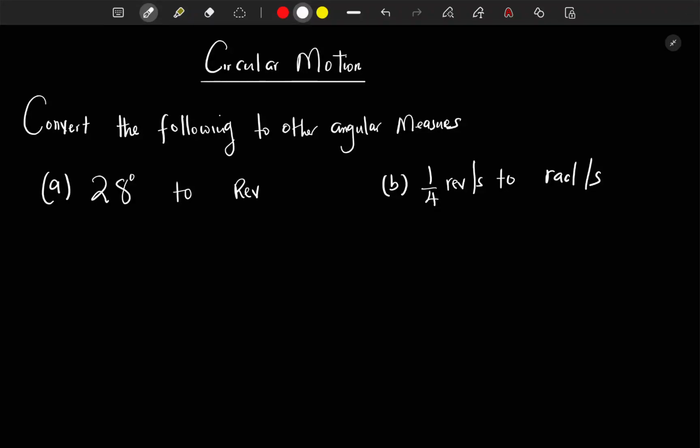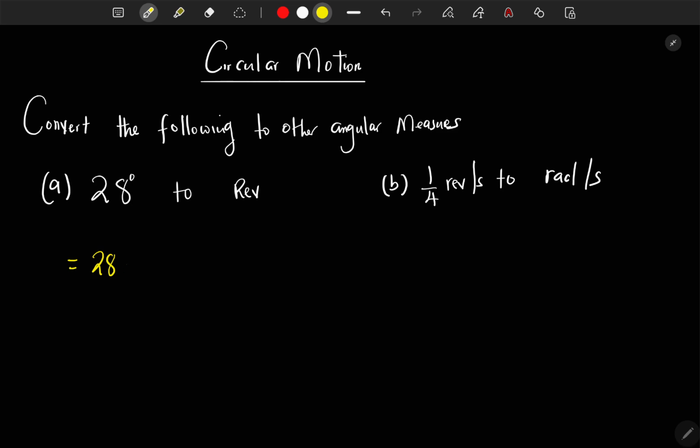Convert the following to other angular measures. So we are converting 28 degrees to revolutions, and we're also converting 1/4 revolutions per second to rads per second. How do we do this one? All right, so if we want to convert 28 degrees to revolutions, we are going to use dimensional analysis to do this.